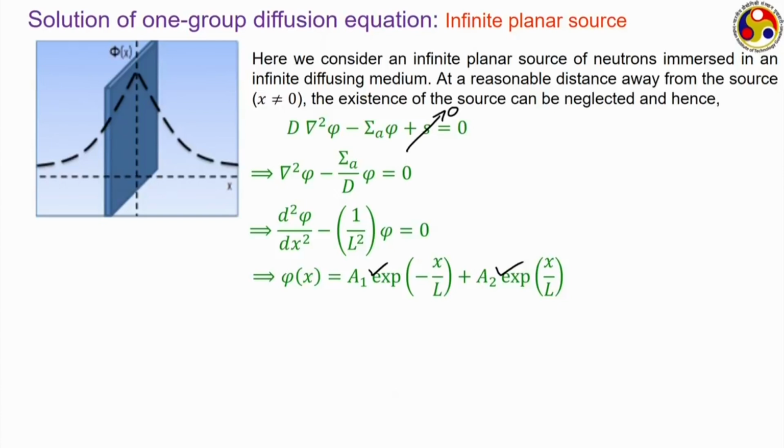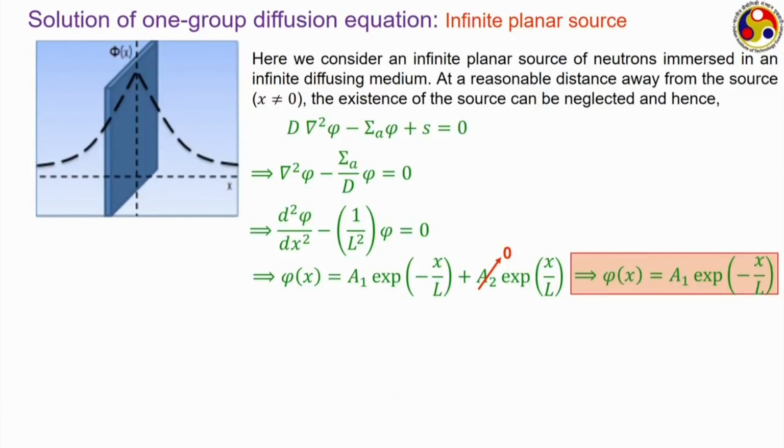But that is not a very feasible situation to have, because we can always expect, as we are moving away from the plate, the corresponding neutron flux should decrease with x, and that is possible only when the second term is absent in this, and hence this A2 has to be 0. So, we are having this single coefficient A1 that we need to evaluate using the boundary condition. Now, what can be the boundary condition? This is the simple form that we have, but what can be the boundary condition that we need to use?